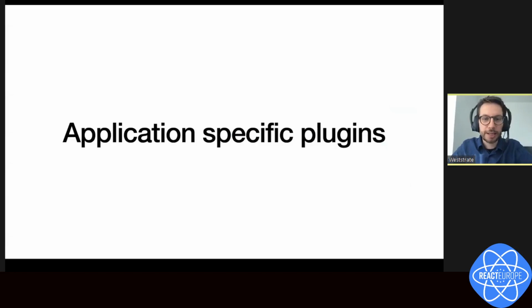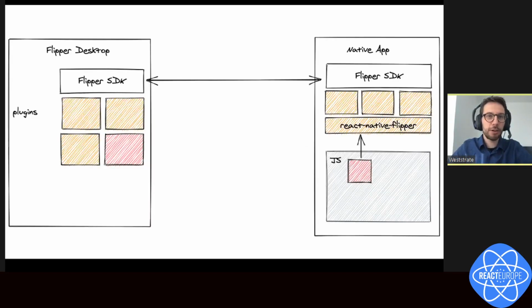So what I want to do next is build a specific plugin for specifically our Bitcoin application. To understand what we're going to do, let me first show you the architecture of how Flipper works. Flipper Desktop is basically an Electron application in which plugins are loaded, and those are the plugins you see in the sidebar.